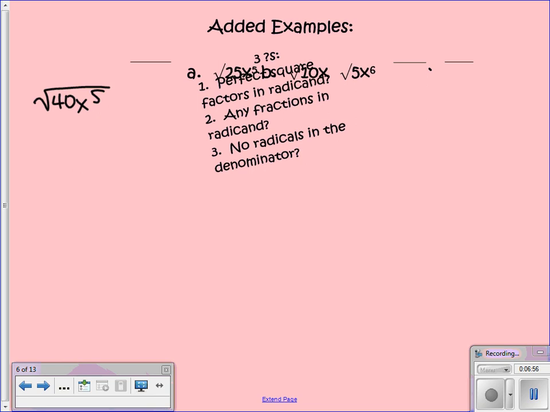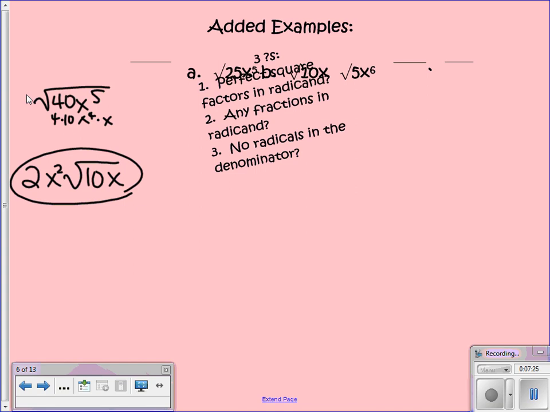Remember your rules. I can't have a number inside my radical that's divisible by one of my perfect squares, which this one is. 40 is divisible by a perfect square of 4. And so that's 4 times 10. And if I square root 4, that's 2 on the outside and the square root of 10 on the inside. Now, x to the 5th is the same thing as x to the 4th times x. And the square root of x to the 4th is x squared, with x on the inside. That would be our simplified answer. 2x squared times the square root of 10x.